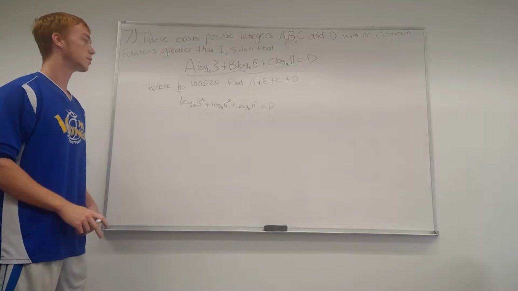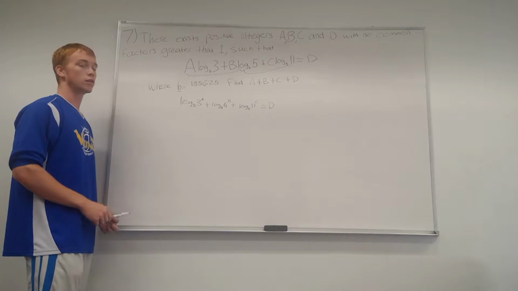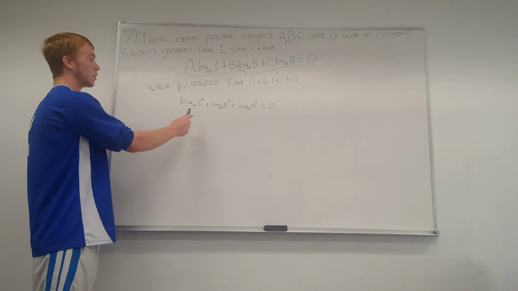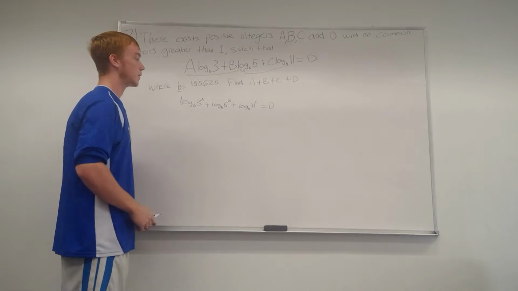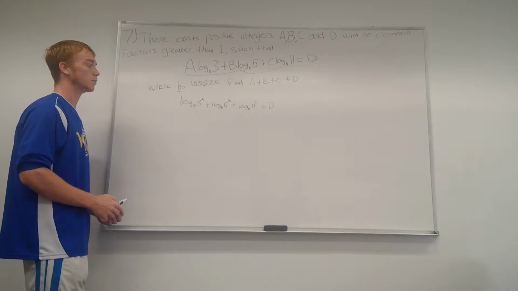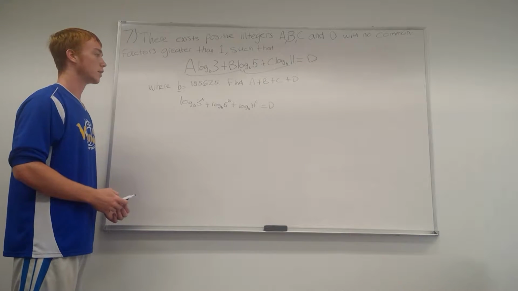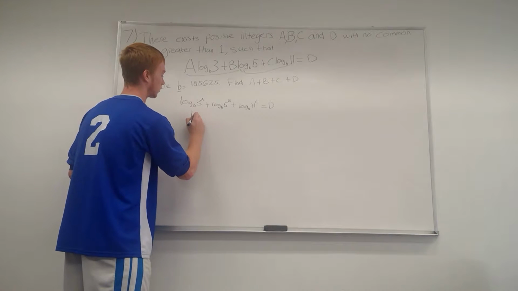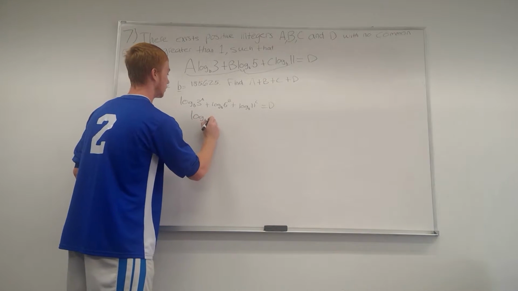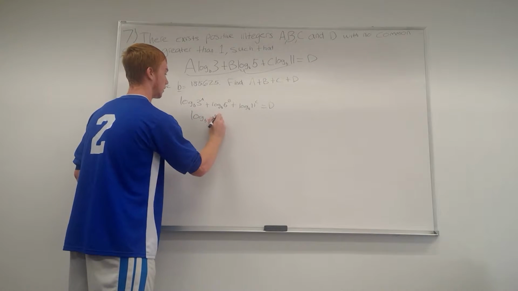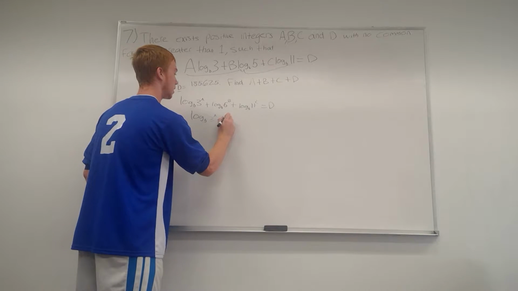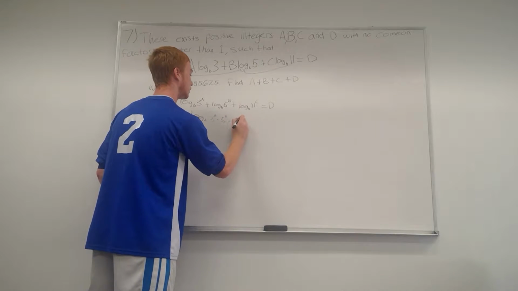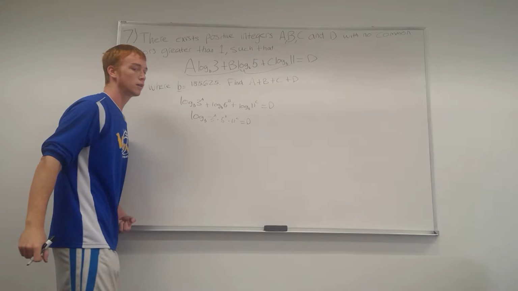We're going to need to further simplify this down using another law of logarithms. Because each of these logs have the same base, we can combine all three into one logarithm by multiplying the arguments inside the logarithm. So log base b of 3^a times 5^b times 11^c equals d.